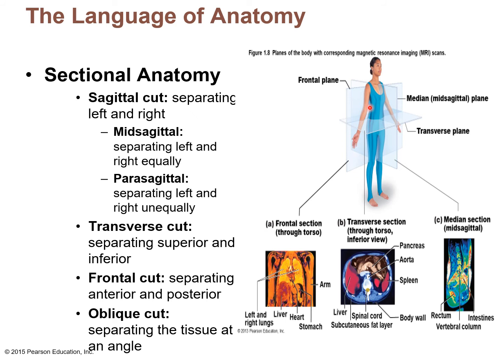Or you could just say sagittal. So sagittal or parasagittal, that means that you're not going to get two equal halves. Mid-sagittal, you are getting two equal right and left parts of the body.